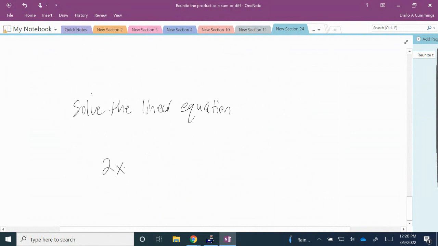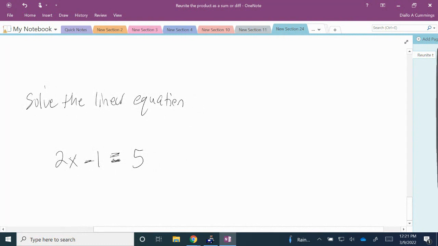2x minus 1 is equal to, or I'll make this 5 just to keep everything nice. Now what makes this a linear equation? What makes this a linear equation is that my variables have no power past the first power. Notice the only variable here is x, and x is raised to the first power. So that makes this a linear equation.